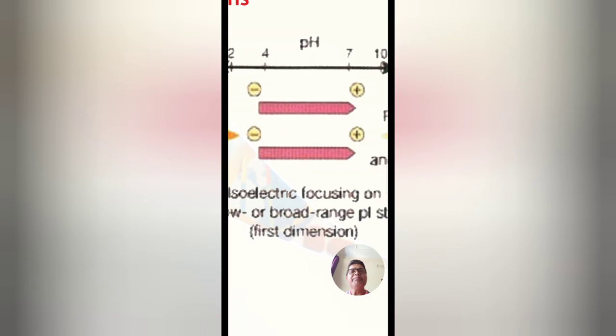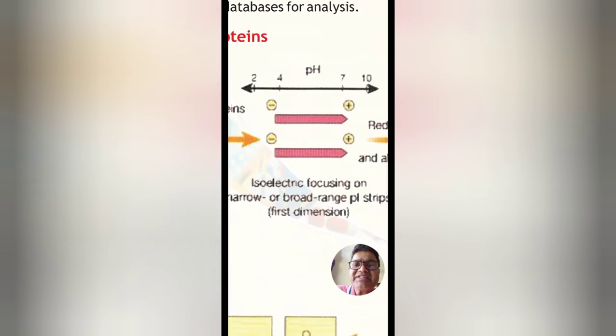on the pH strip. If you see the pH strip, the range 0 to 14 is given in the diagram, and on this pH strip we load the mixture of protein sample of two different persons, that is one normal person and one disease person. So there is a separation of protein on the basis of pI. Each protein has its specific pI.